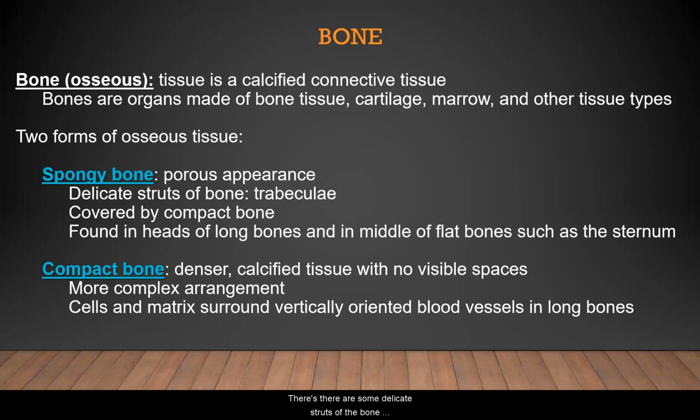There are some delicate struts of the bone called trabeculae, and it's covered by compact bone. You'll find these in the heads of long bones and in the middle of flat bones like the sternum. The compact bone is denser, it's calcified, has no visible spaces, it has a more complex arrangement, and the cells and the matrix surround vertically oriented blood vessels so that blood can travel through them.